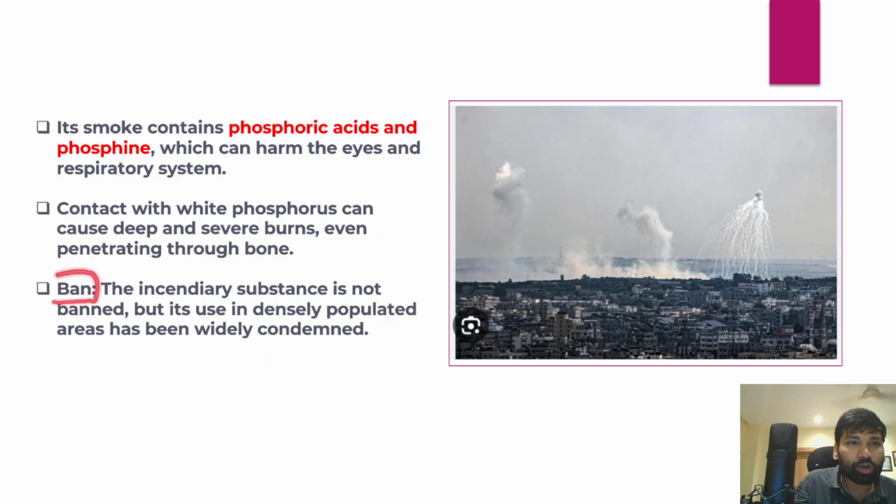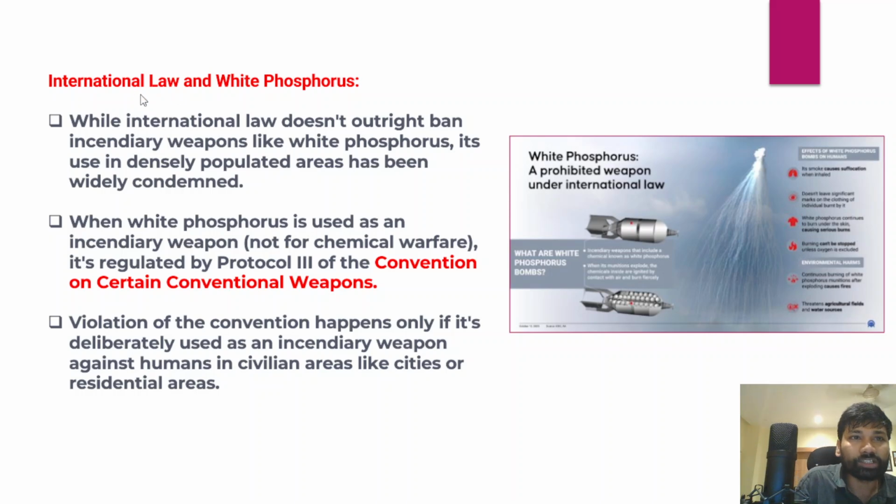When we talk about a ban, white phosphorus as of now is not banned by any country. This incendiary substance is not banned, but its use in densely populated areas has been widely condemned under international law. However, it is not banned. When we talk about international law or regulations on the use of white phosphorus, there is no outright ban. Its use in densely populated areas has been widely condemned. Even though there is no outright ban, it should not be used in densely populated areas, because we have understood its consequences for human beings. It has a wide range of negative health consequences when any individual comes in contact with white phosphorus.